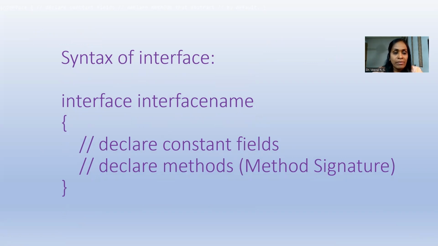You need to give the keyword interface followed by the interface name. Inside the body of this interface definition, you need to declare the methods. That means only the method signature will be there. You can also have variables, which will act as constant values. Any variables which you declare within an interface will act as constant fields. Those values cannot be changed later in any of the subclasses as well. So this is about the syntax of interface.